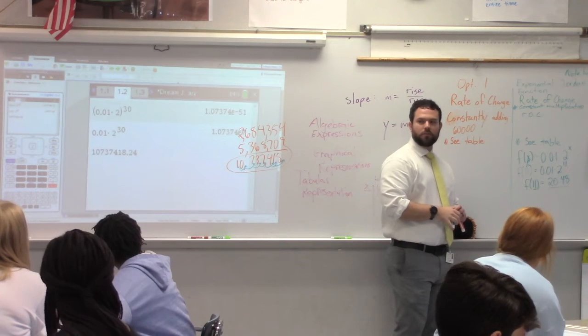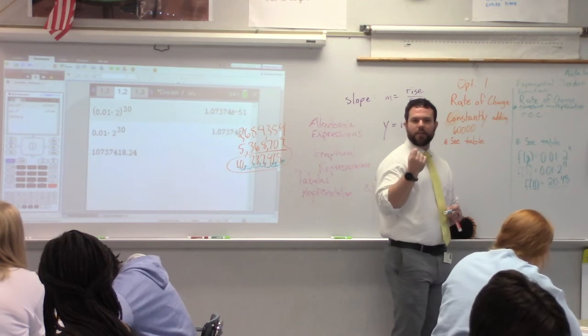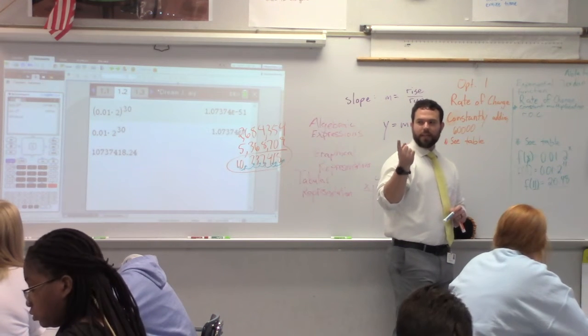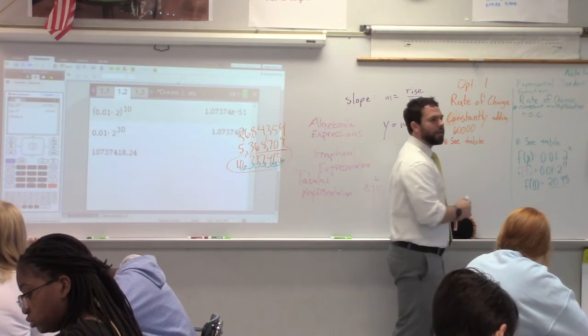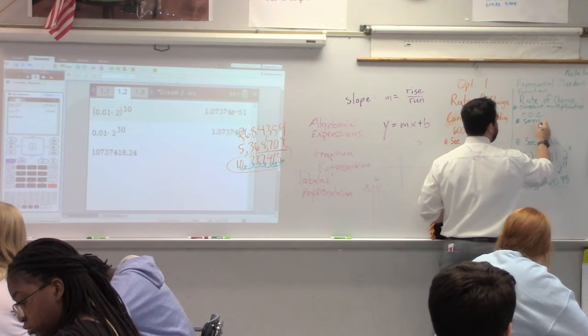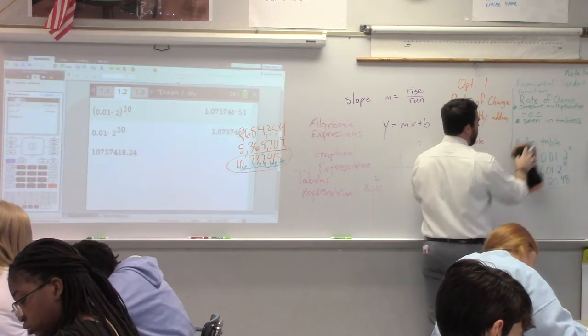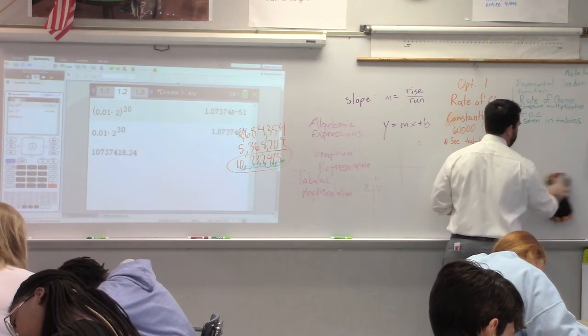And by the way, does anyone know where we most easily see that multiplicative rate of change? In the y. Yes, in the y, but where did we see that? In a table. Yeah. And tabular representations are where you're going to see that rate of change most easily. Seen in tables.